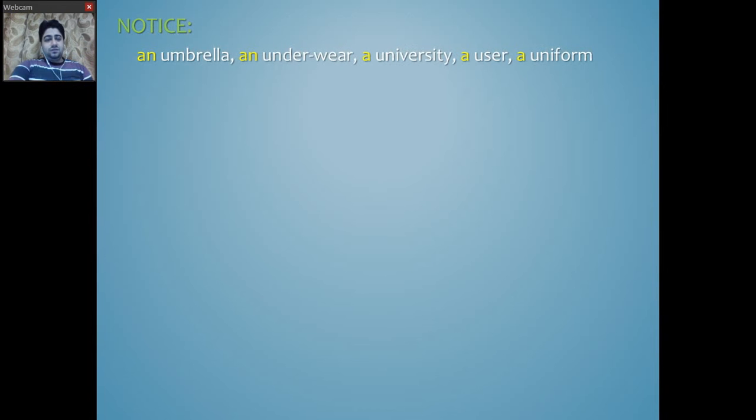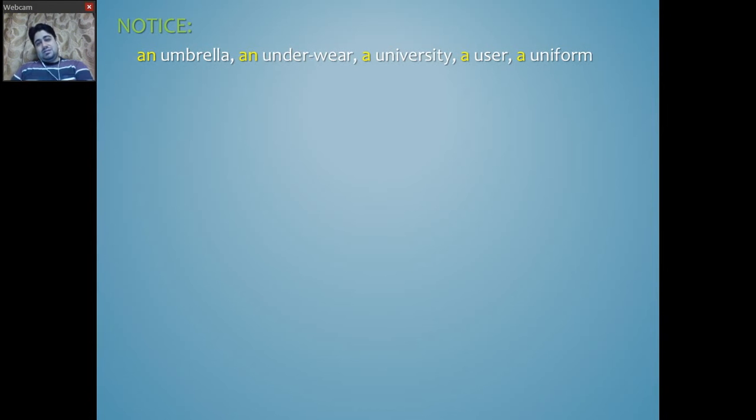Notice here we have all the nouns in the examples starting with the same letter, which is U. But the same letter U has two sounds here. Let's see. An umbrella, it starts with a, the sound is a. An underwear, again the sound is a. So in these two cases, since they start with a vowel sound, we need an. So we say an umbrella, an underwear.